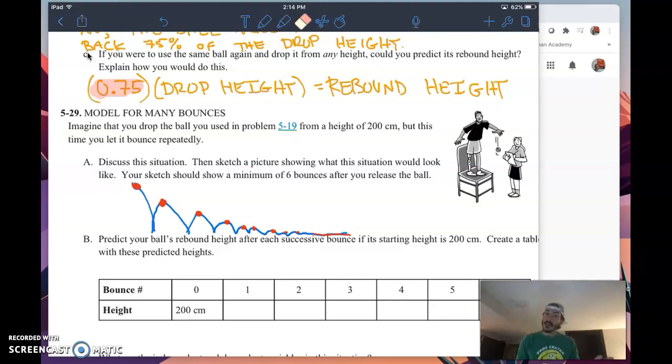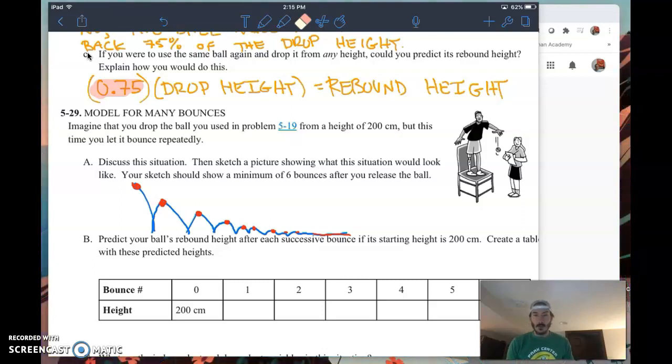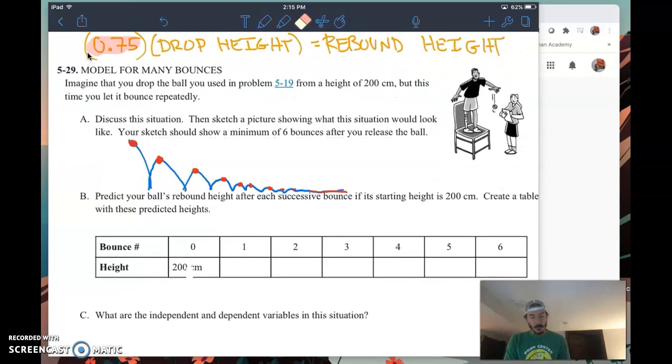Well, we can start to make some predictions using a little bit of math. And what I'm going to use is, of course, my handy dandy phone calculator. So if you've got one of these, go ahead and get it out. Open up your calculator app. Otherwise, your Chromebook has one of these, or if you have a handy 4-function calculator laying around the home, that will work really well for you. Anyway, part B says predict the ball's rebound height after each successive bounce. If it starts at 200 centimeters, create the table with these predicted heights.